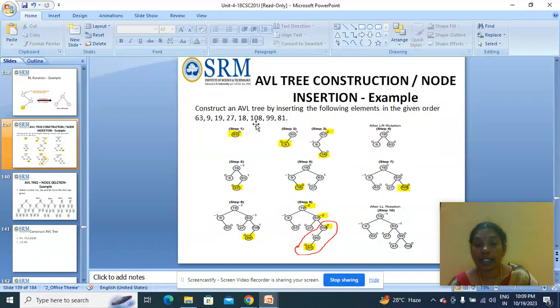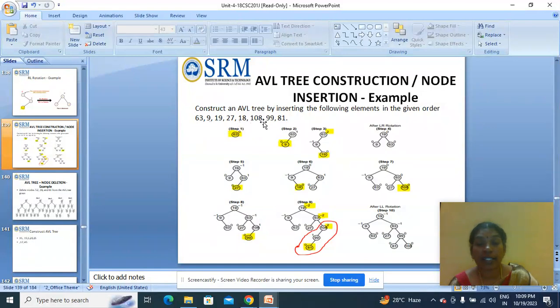The next insertion is 18. Compare with the root node 19, it is lesser. Go to the left subtree, and it is greater than the 9. Place it as a right child of the 9. Now we have to write again the balance factor for all the nodes. All nodes have a valid balance factor, so no rules are violated. We can proceed for the next insertion.